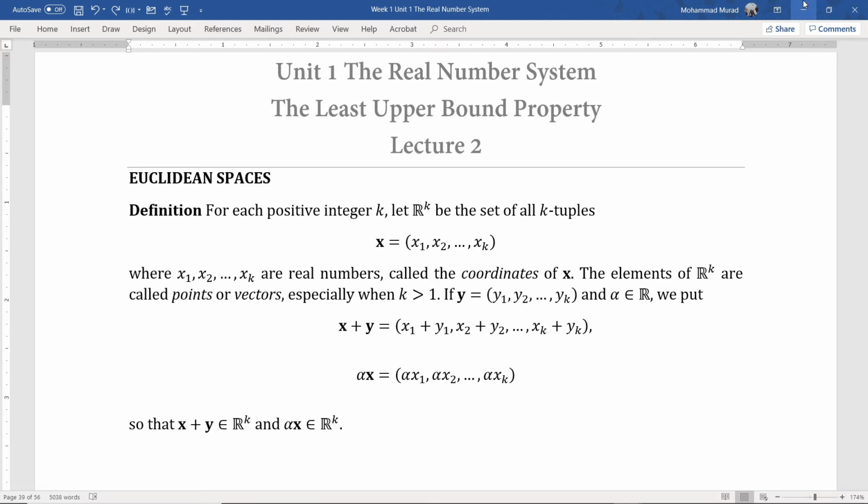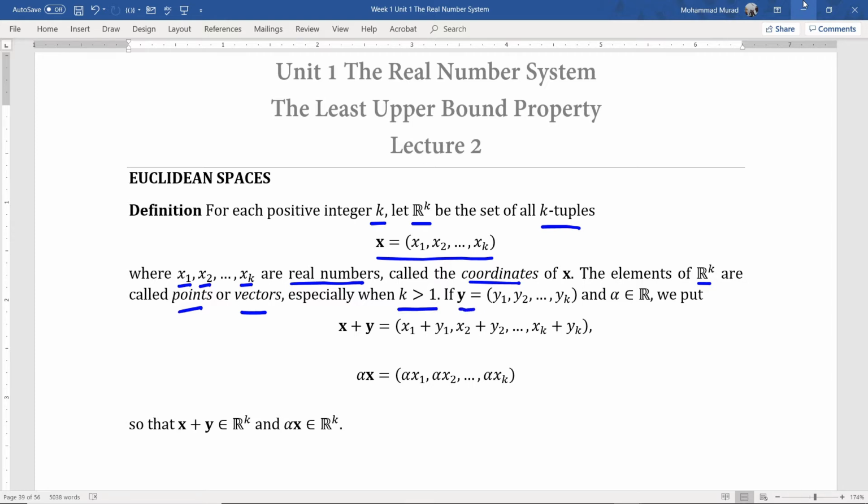Euclidean spaces. For each positive integer k, let Rk be the set of all k-tuples of the form x = (x sub 1, x sub 2, all the way up to x sub k), where x1 through xk are real numbers called the coordinates of x, also called the components of x. The elements of Rk are called points or vectors, especially when k is greater than 1.